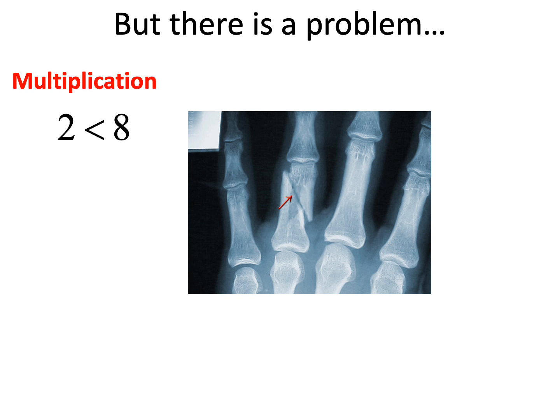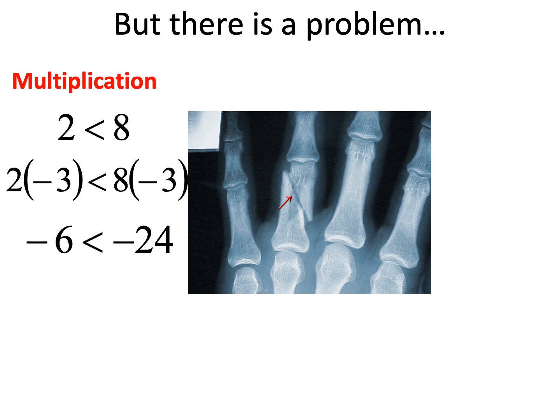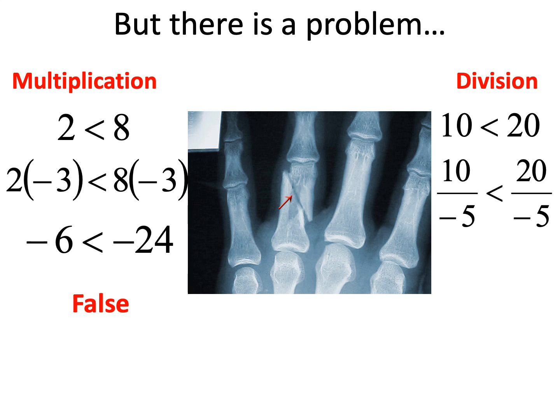If we start off with a true inequality and we multiply by a negative number, we get a false statement. Negative 6 is not smaller than negative 24. The same thing with division. If we divide by negative numbers, we wind up with a false statement. Negative 2 isn't smaller than negative 4. This is a problem. So, to get around this problem, here's what you do.